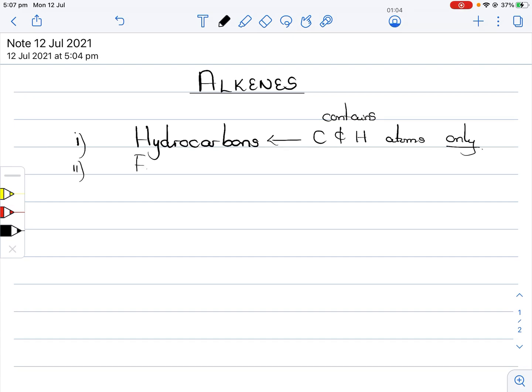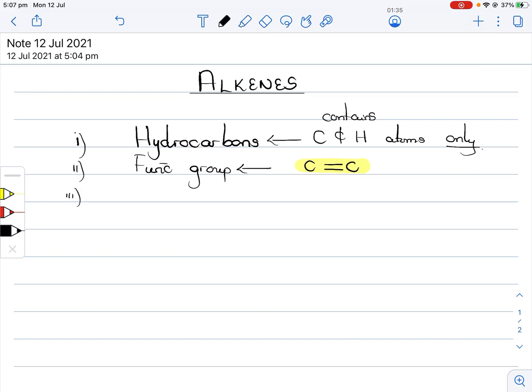Secondly, their functional group. What tells you that a particular molecule is an alkene is, within the structure, or when you look at a displayed formula, you expect to see a double bond between two carbon atoms. Within the molecule, you have to have a double bond somewhere within the displayed formula. So we look for a double bond.